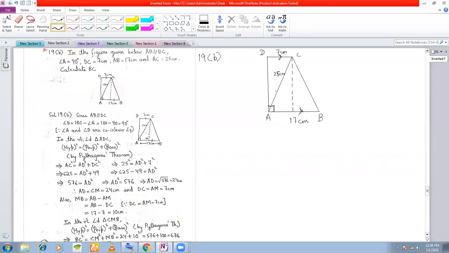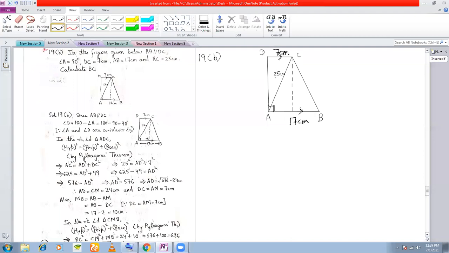Apart from AB parallel to DC and angle A equal to 90 degrees, another piece of information given to you is DC equal to 7. So this length is given to you. In the figure, it is labeled 7 centimeter. AB is equal to 17. So here you can see this 17 centimeter, right?